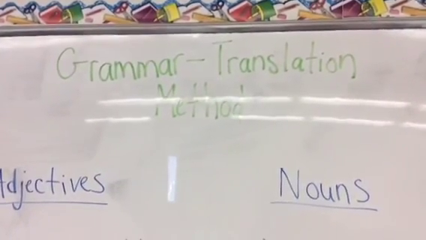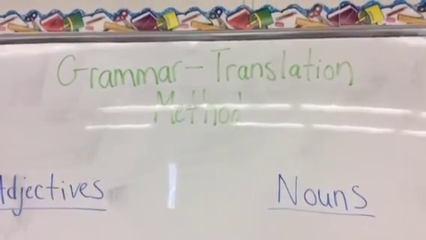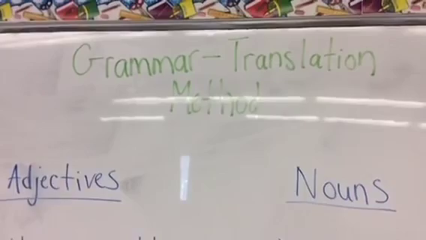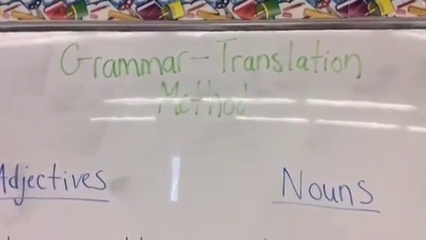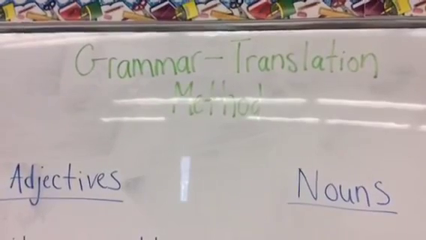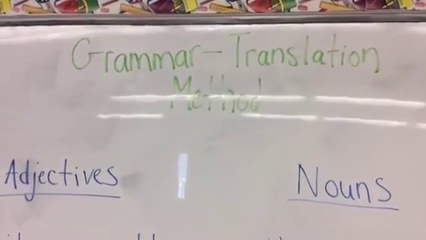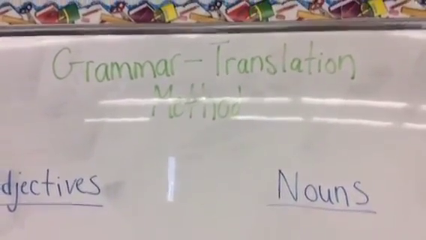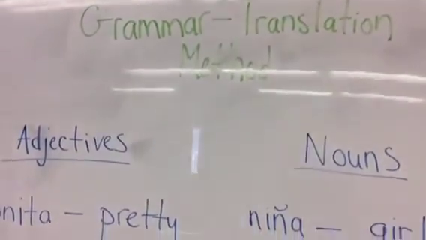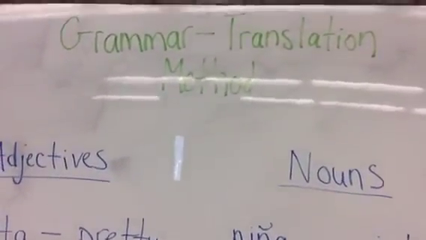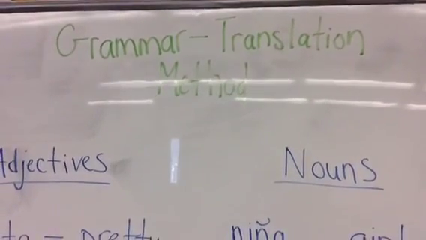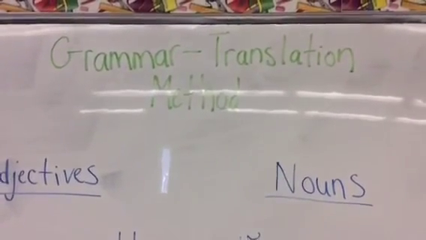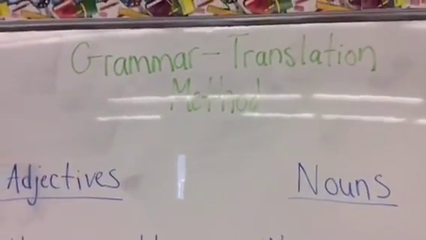Welcome to my demonstration of the grammar translation method. The grammar translation method is a traditional way to teach a foreign language. In a grammar translation class, students learn grammatical rules and then apply them by translating sentences between the target and native languages. In this demonstration, the target language is Spanish and the native language is English. This demonstration would be for students in grades kindergarten or first grade.